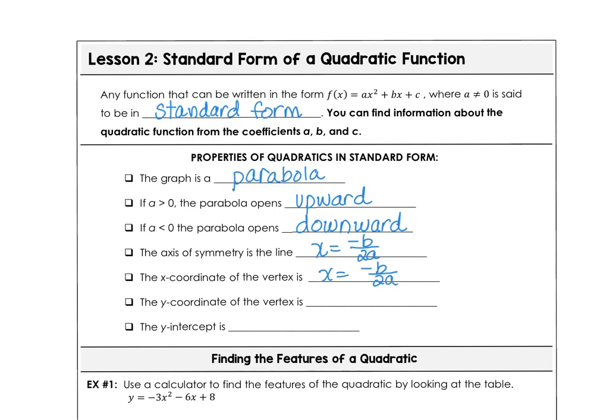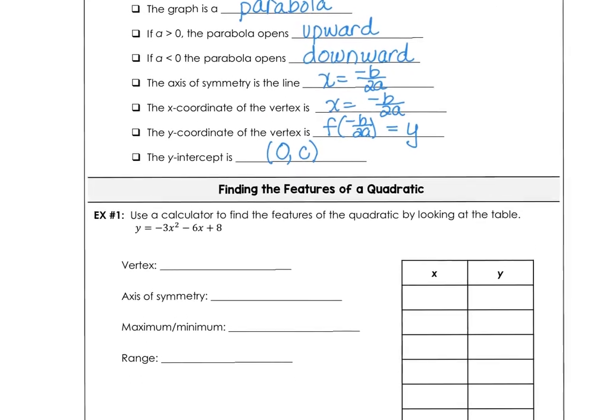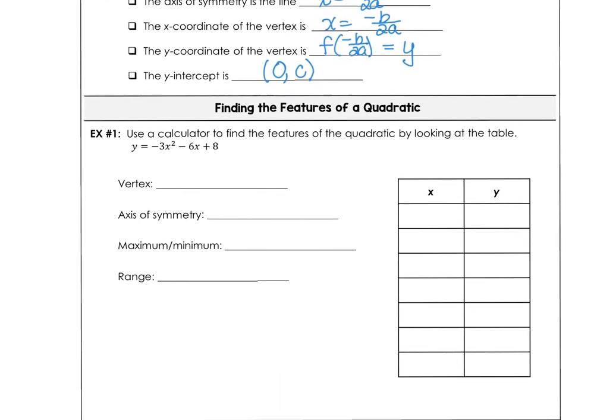The y-coordinate of the vertex is found by substituting that x value, opposite b over 2a, into the equation, and it will give us the y value. And then finally, we know the y-intercept in standard form is the c number. When we let x be 0, then c will be the point where the parabola crosses the y-axis.